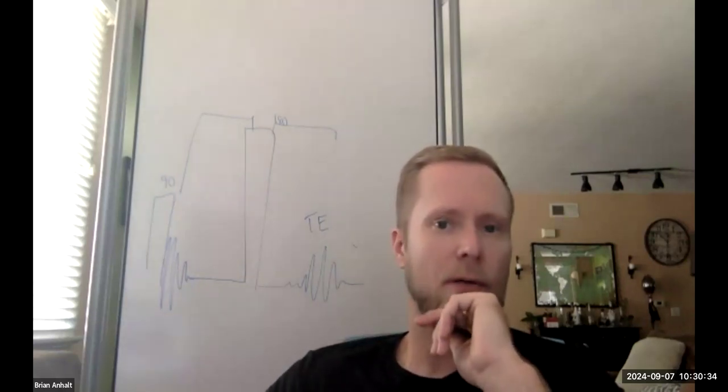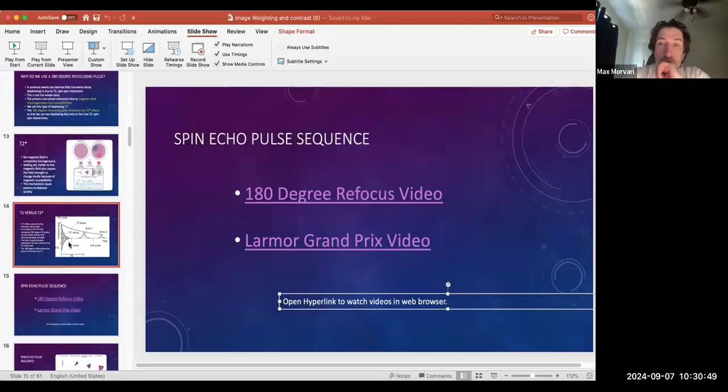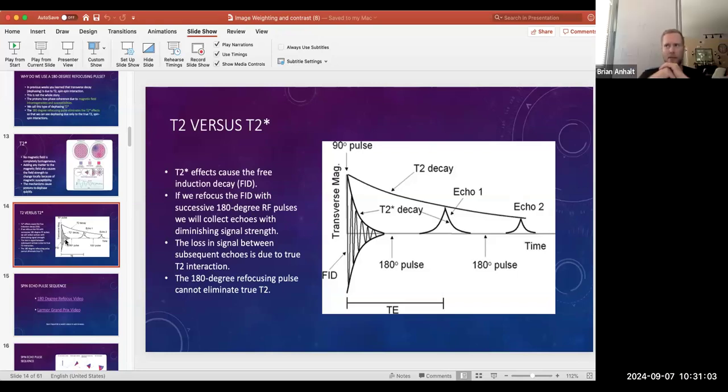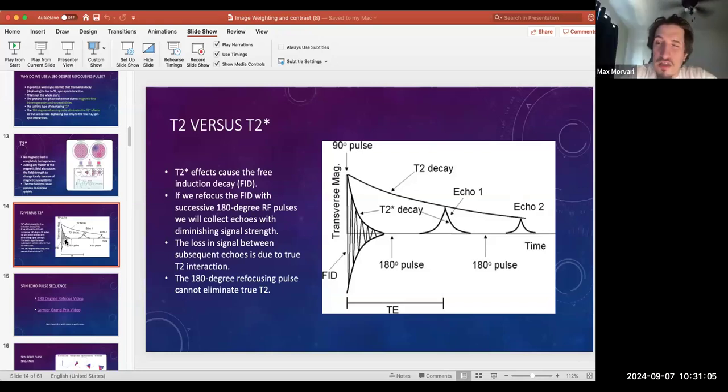How you feeling about this so far? For the T2 star, on the slide where it says T2 versus T2 star, pretty much, I just want to go over the FID again, because you said everything is uneven. What do you mean by everything is uneven? I mean just like the echo 1, echo 2, and then the 90-degree pulse, it's not, what'd you say, symmetrical?